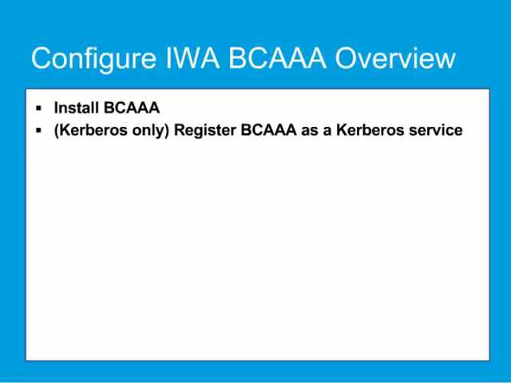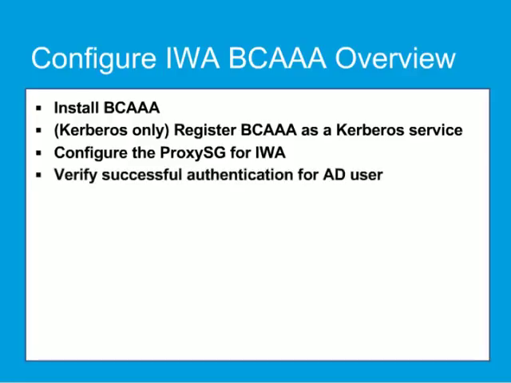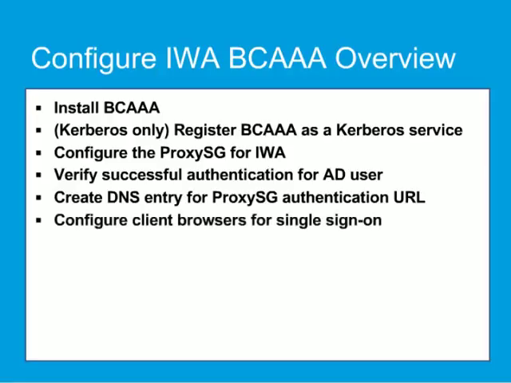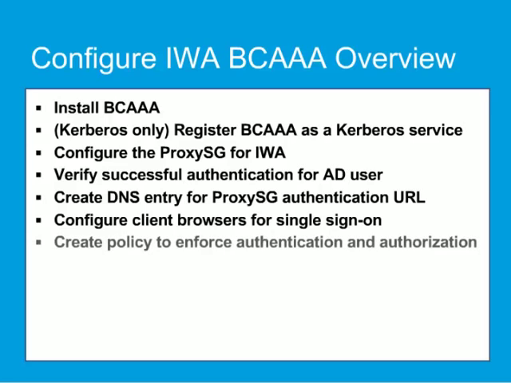Configure the ProxySG for IWA. Verify that the appliance can successfully authenticate an Active Directory user using the IWA realm you create. Create a DNS entry for the ProxySG authentication URL. Configure the client browsers for single sign-on, and create the policy rules that will enforce authentication and, optionally, authorization.